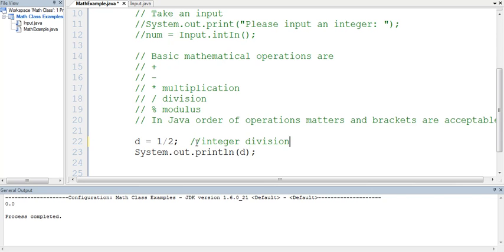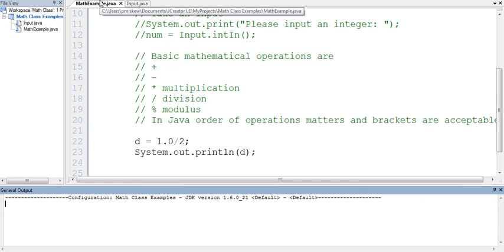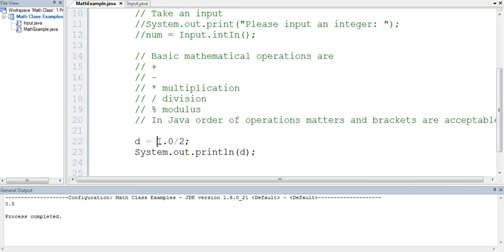To solve this problem, we want the computer to think of 1 or 2 as a double. So if instead of 1, I put 1.0, now when I run this, I get 0.5. The computer sees a double divided by an integer, and since the double is the larger variable type, it takes more memory, it's going to generate the output as a double. There are a lot of ideas here, and we'll do a couple of examples in class, but the other thing that's important to understand is that the computer simply chops off the decimals.